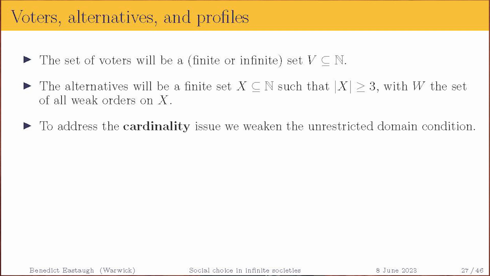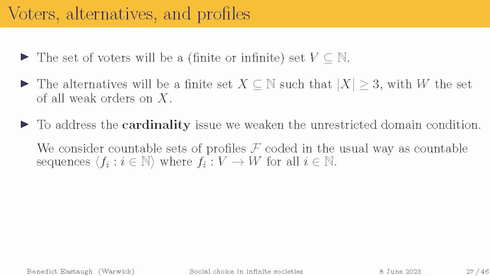Okay, so then we have to actually start doing some work and address this cardinality issue by weakening the unrestricted domain condition. So we are only going to look at societies with countable sets of profiles. So that's already one big weakening of Arrow's conditions. And in fact, we're going to code them up as sequences. So you'll have some countable sequence of profiles, which can then itself be coded as a single set because of arithmetic.